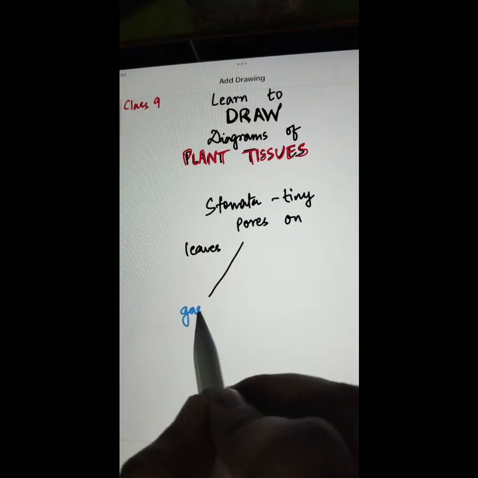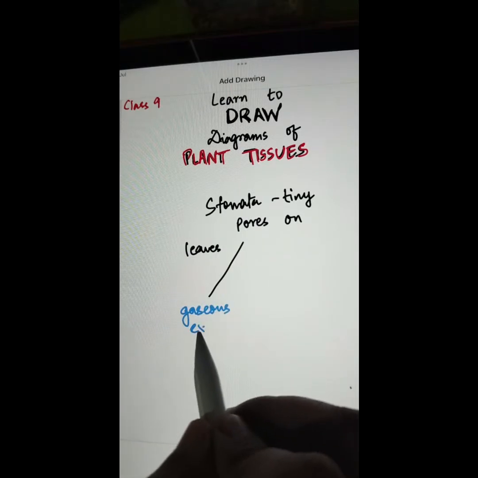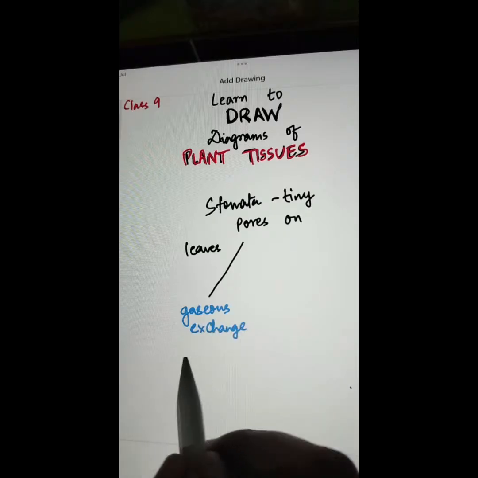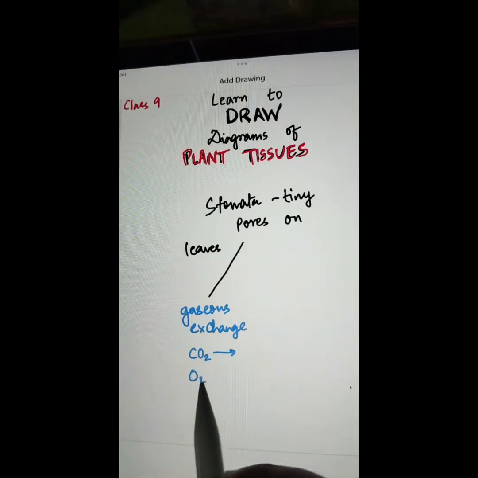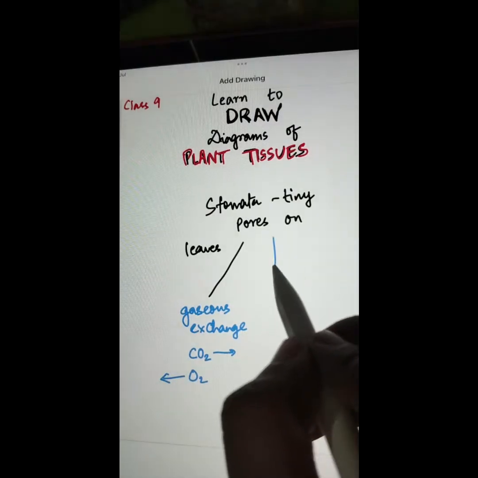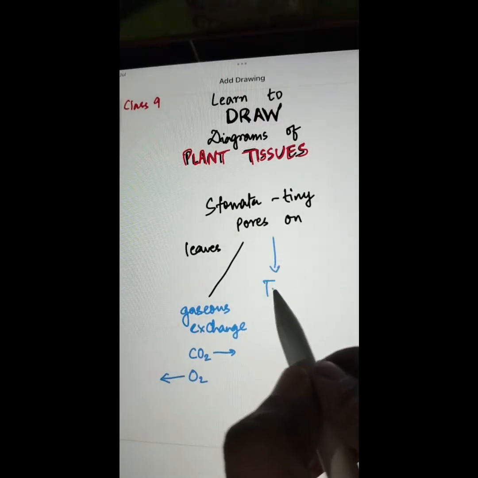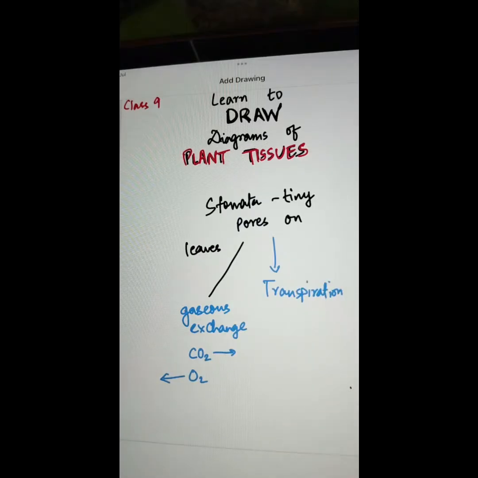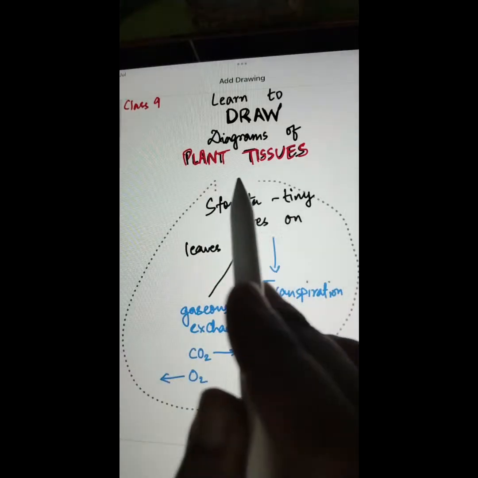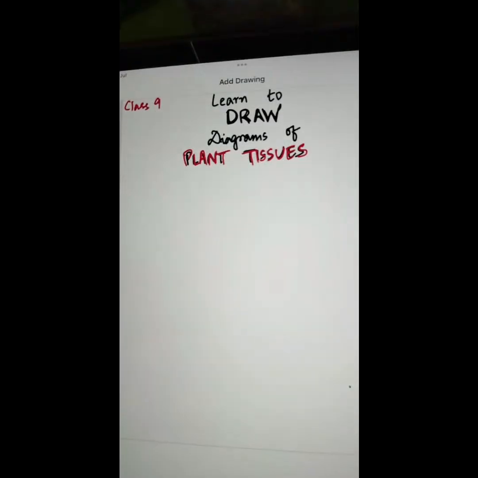They help in gaseous exchange, meaning the exchange of gases, because for photosynthesis, CO2 should go in, and the oxygen that is being formed should come out and is used by us. And the other function of stomata is that it helps in transpiration. Transpiration is the loss of water in the form of water vapor from the aerial parts of the plant. So as we have understood what stomata is, let's learn its diagram.